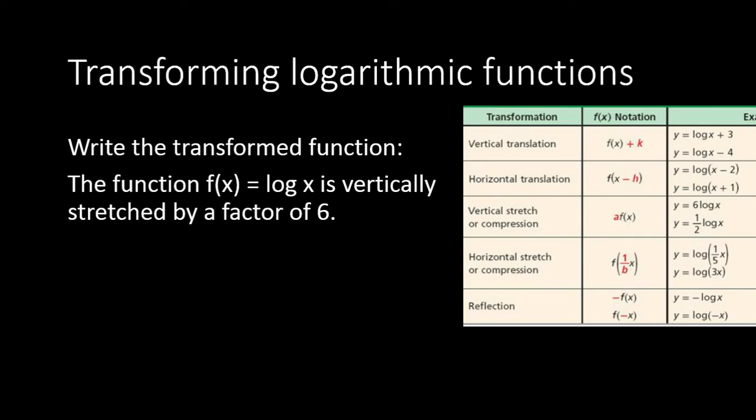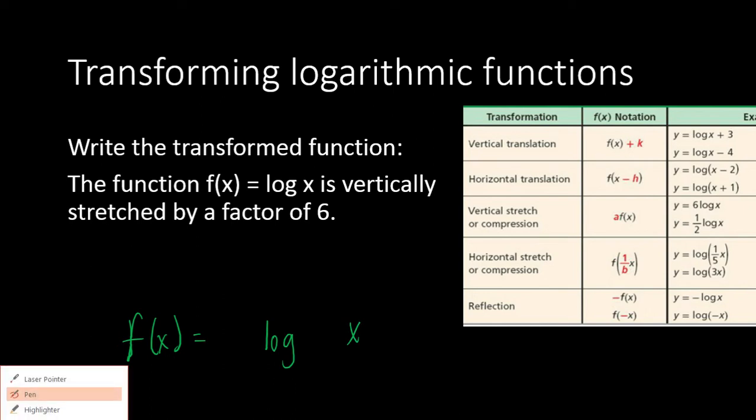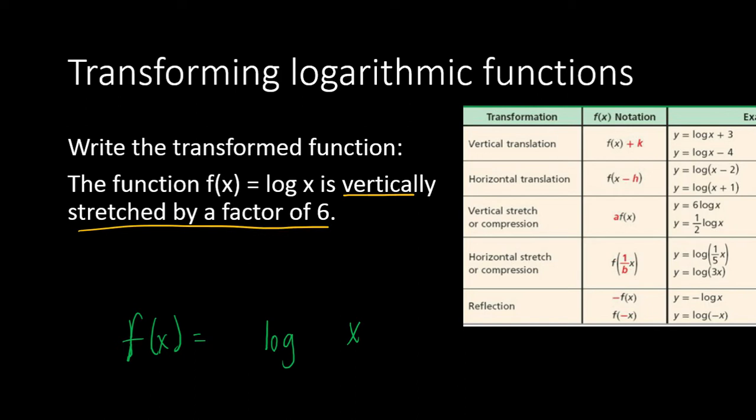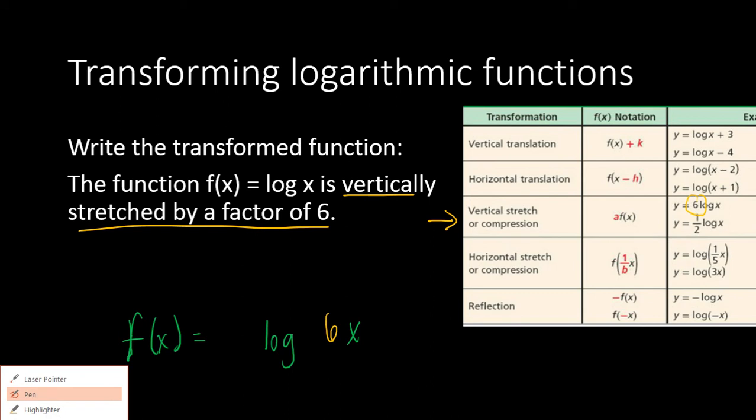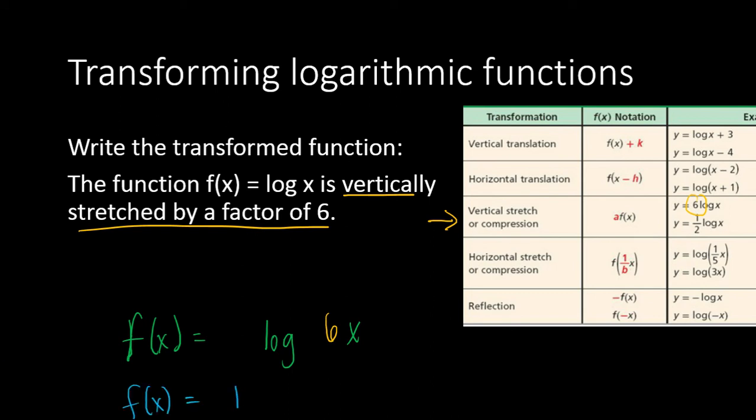So, write the transformed function for f of x equals log x that is vertically stretched by a factor of 6. Okay, so once again, writing my parent function. So let's see, f of x equals log x. So now I'll add in what they've done to it, and all they've done is vertically stretched by a factor of 6. I go to the vertical stretch row. I see that when they multiplied by a whole number 6, it caused a stretch by a factor of 6. So if I want to vertically stretch by a factor of 6, I'll choose 6 as well. So f of x equals 6 log x means that I have taken the parent function and vertically stretched it by a factor of 6.